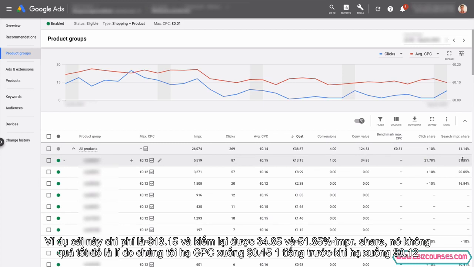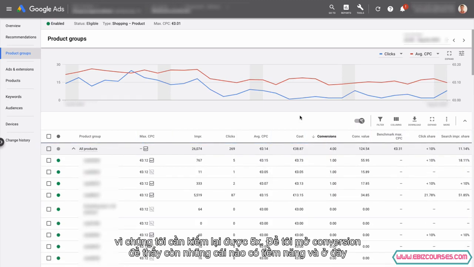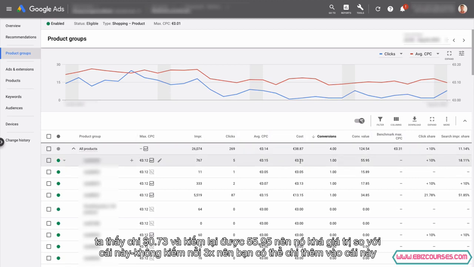51% impression share. So that's pretty good. So that wasn't pretty good. That's why we lowered the cost per click. So we were at 0.15 before, and now we lowered to 0.12 because we need to make back 5 times the amount. So let me sort by conversions to see what other ones might have potential. So here we actually saw that we spent 73 cents and we made back 55. So it could be valuable instead of this one where we barely made back not even 3 times.